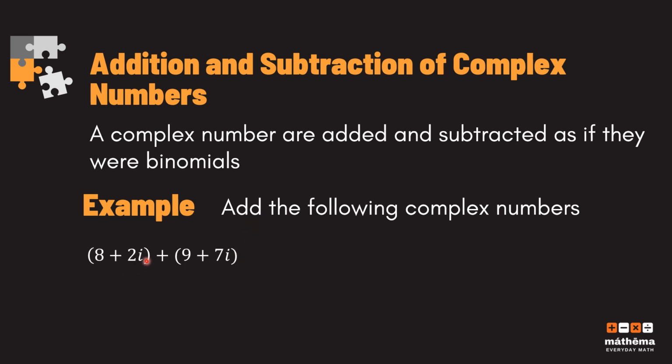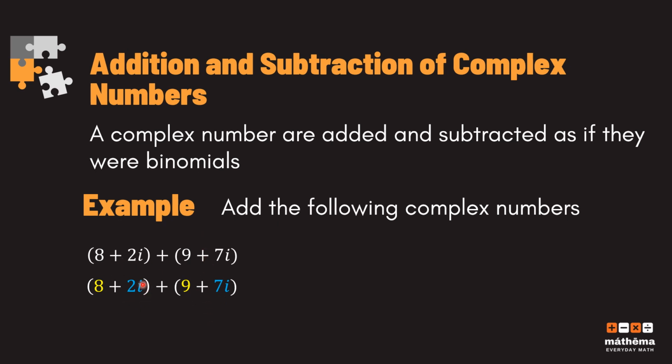Example 1: 8 plus 2i plus the quantity of 9 plus 7i. Again, when we add binomials, we actually group the like terms. So in this example, by the way, this is our real part, the one in yellow, and then the imaginary part will be the one in blue.